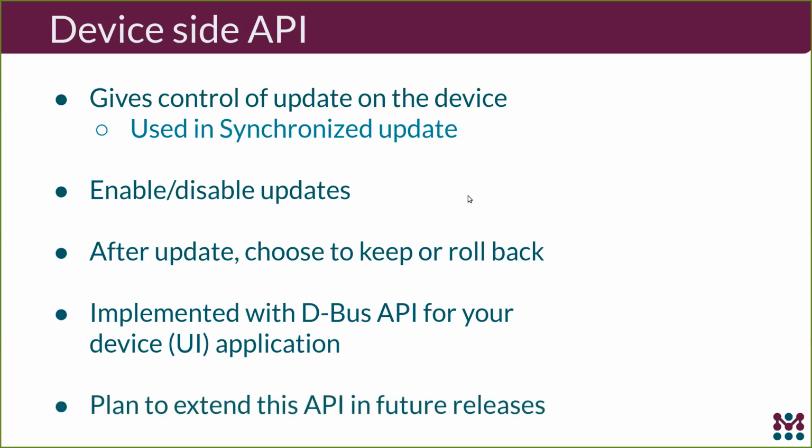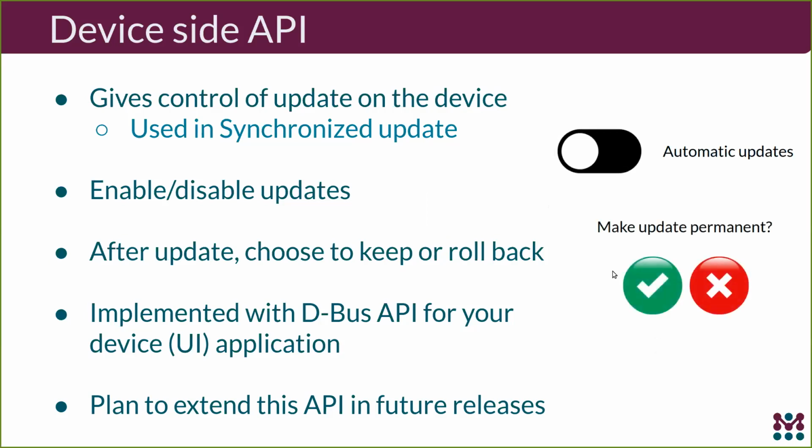And we also plan to extend this DBus API in future releases of Mender, so you can get even more control over the update process on the device itself. Yeah, so these are the kind of features you can show to your users to enable automatic updates or not, or make the update permanent after the update. And the automatic update option can be useful if devices are going through some critical work and they should not be interrupted with an update. You can disable updates altogether, or your users can.